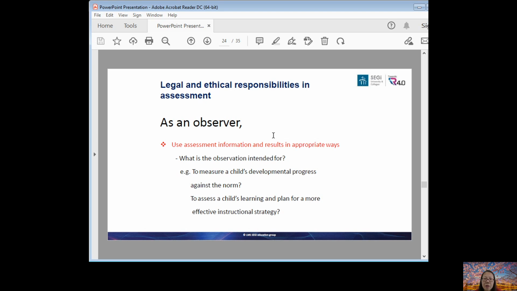Now, the responsibilities of an observer in an assessment or an observation: do not use assessment information and results in inappropriate ways. What are observations intended for? As I mentioned, when you observe, what are you observing? You must know your intention of observation as an observer. Remember your rationale, your intention, why you chose that child to observe.